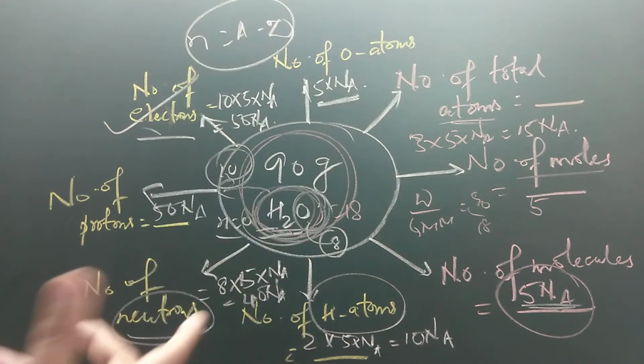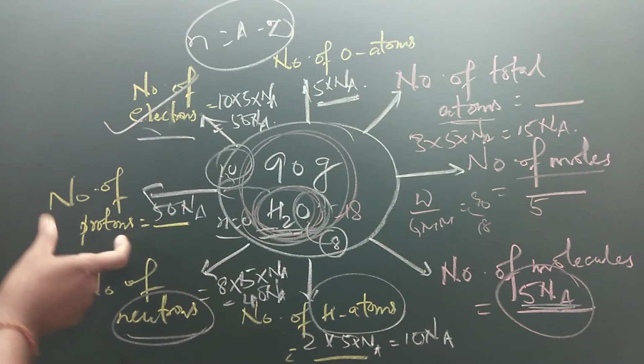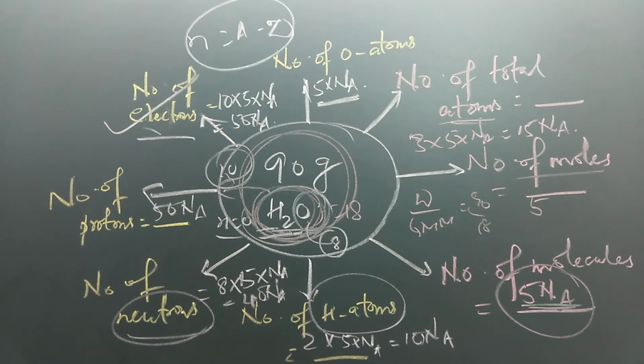Suppose they ask the number of nucleons. What you will do, students, is add the number of protons and the number of neutrons to find out the number of nucleons. So the number of nucleons will be 90 into Avogadro number.